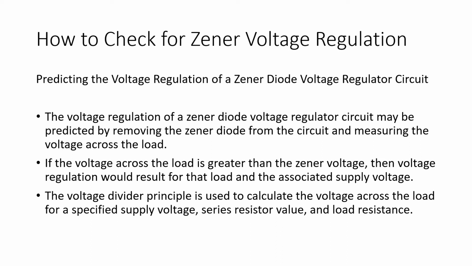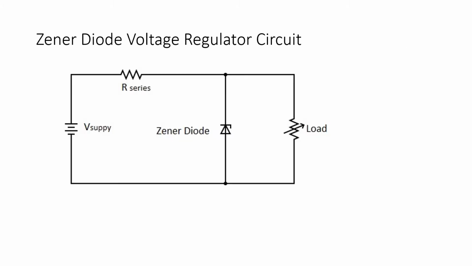So if the voltage across the load is greater than the Zener voltage, then voltage regulation would result for that load and the associated supply voltage. Now, how do we do that? We use the voltage divider principle. The voltage divider principle is used to calculate the voltage across the load for a specified supply voltage, series resistor value, and load resistor. I'll now show you how to do the calculation to predict voltage regulation or not.